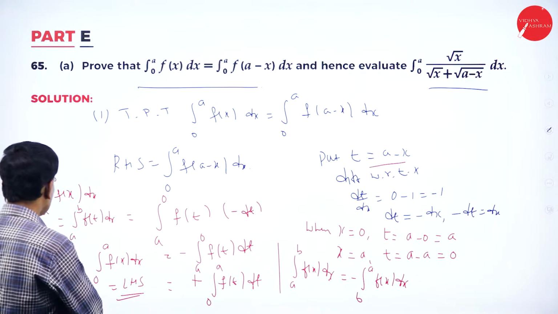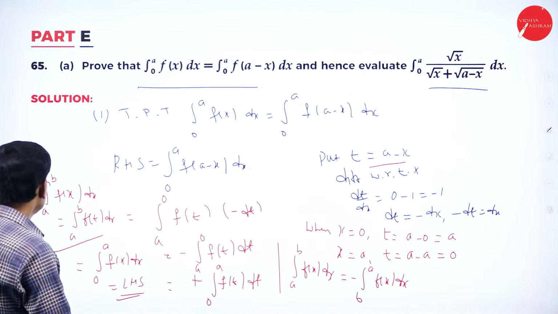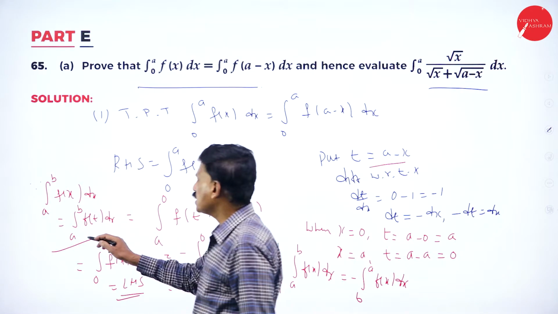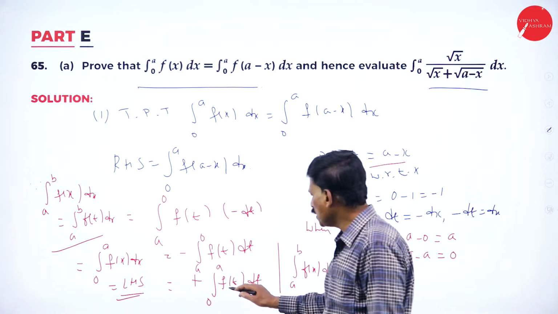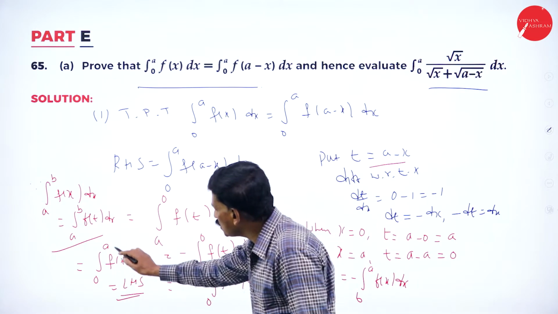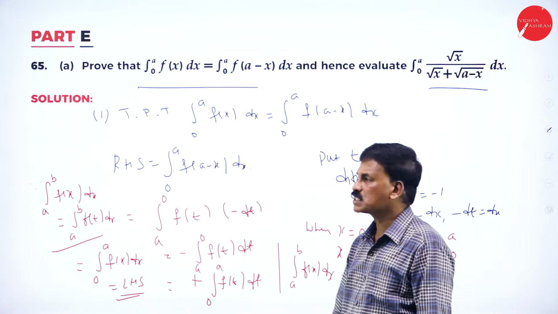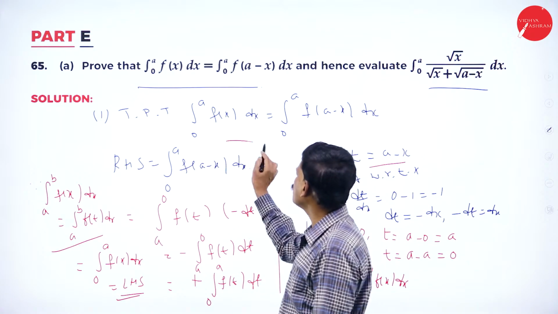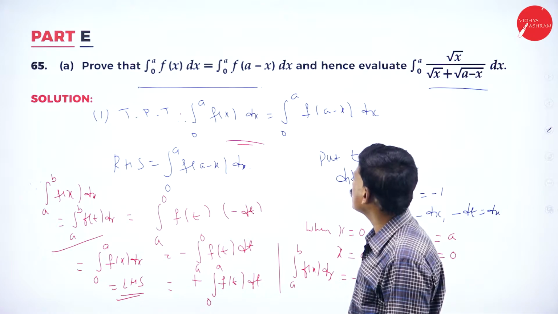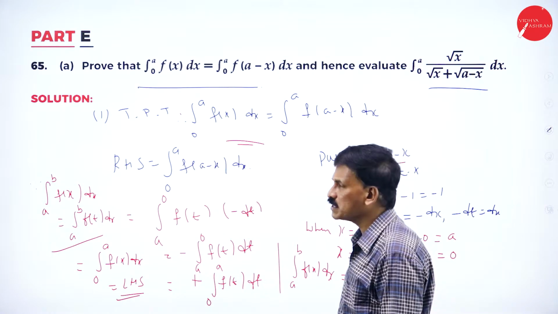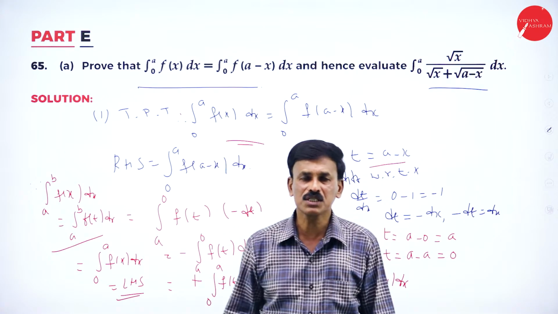Further, we have one more formula, that is, integral a to b f of x dx is also equal to integral a to b f of t dt. So, therefore, integral 0 to a f of t dt can also be written as integral 0 to a f of x dx. That is what is required to prove. That is the RHS. Therefore, integral 0 to a f of x dx is also equal to integral 0 to a f of a minus x dx. That's it. That is to be proved.